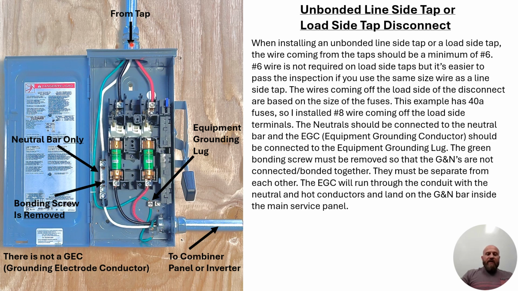Next we have a number 6 neutral conductor coming from the taps. This wire comes and connects directly to the neutral bar. Then we have a number 8 wire coming off of the neutral bar. This wire runs and feeds the equipment.